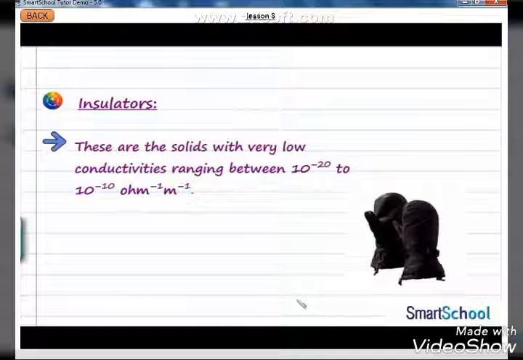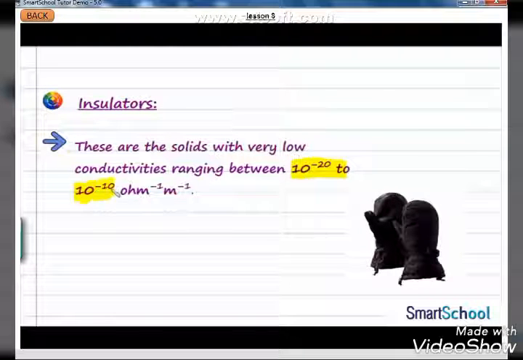After conductors, next type of solids is insulators. These are solids with very low conductivities ranging between 10 to the power minus 20 to 10 to the power minus 10 ohm minus 1 meter minus 1. So insulators are those solids which have very low conductivities, and these conductivities range from 10 to the power minus 20 to 10 to the power minus 10 ohm minus 1 meter minus 1. Insulators are bad conductors, for example rubber and leather. And here in the picture we can see leather gloves which are insulators and are bad conductors of electricity.